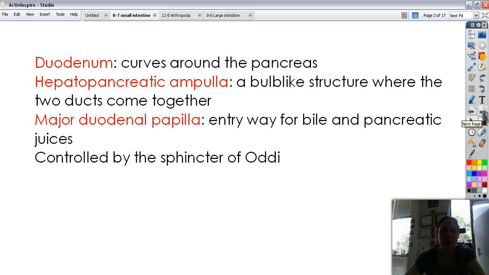Alright, the duodenum, the first part of the small intestine, curves around and cradles the pancreas, hangs on to it, because the pancreas dumps a lot of juices into the duodenum, so they need to have a close association with each other.